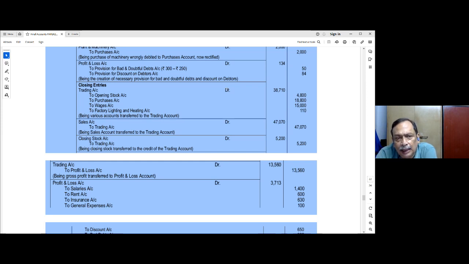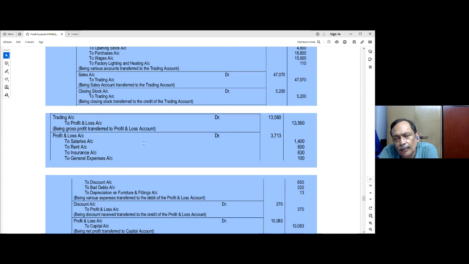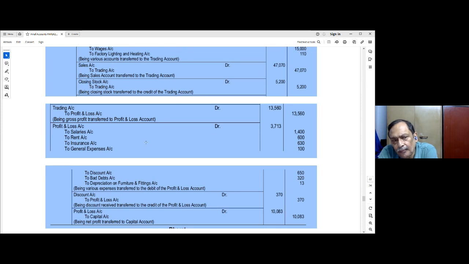Then sales account debit to trading account, being sales account transferred to the trading account. Then closing stock account debit to trading account, being closing stock transferred to the credit of the trading account. Then trading account debit to profit and loss account, the gross profit transferred to P&L account.